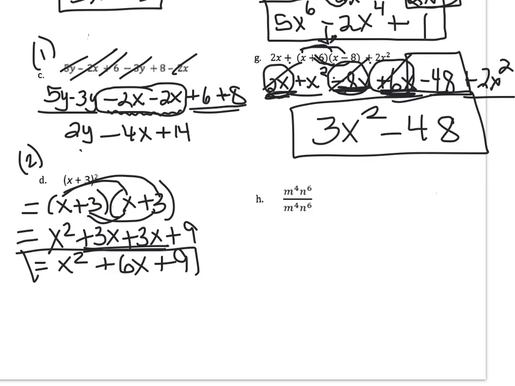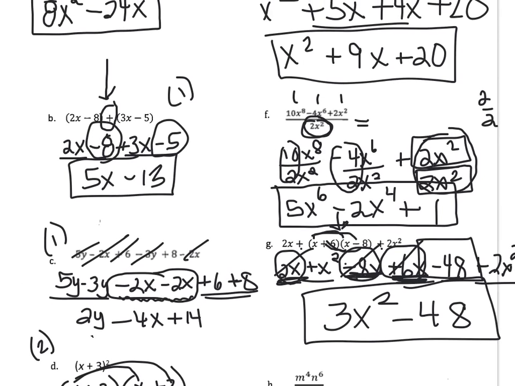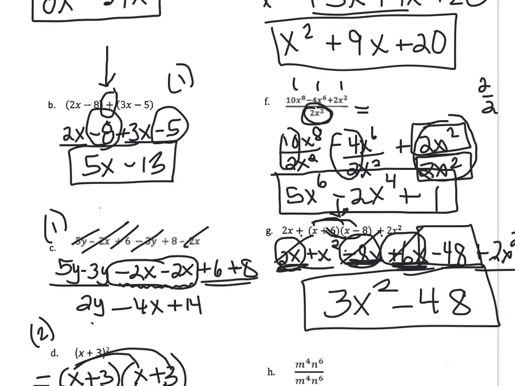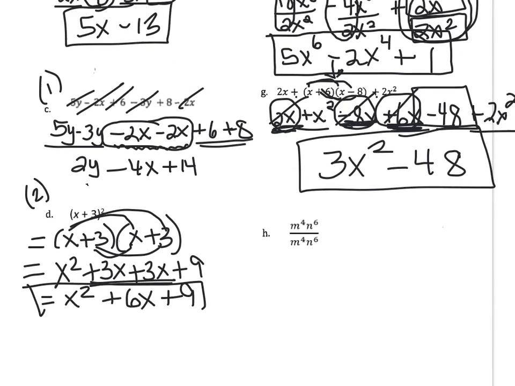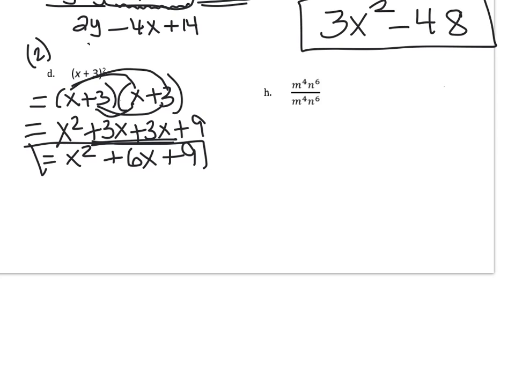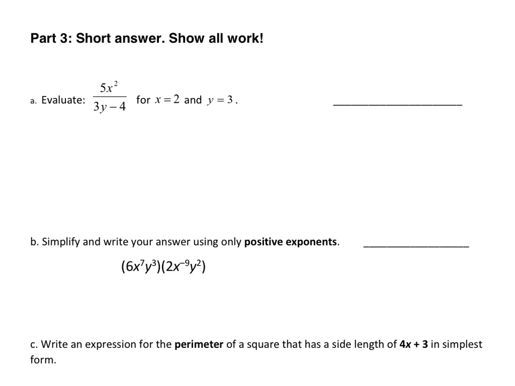Letter H kind of reminds me of this division problem here in this last term, where 2x squared divided by 2x squared gave you 1. You'll notice the top of this fraction is also the exact same as the bottom, so this fraction is equivalent to 1 as well. Now in part 3, your short answers.